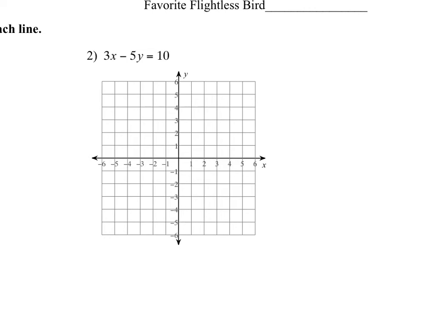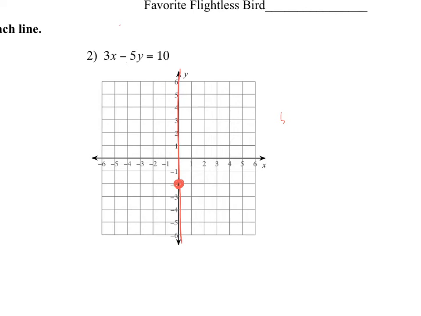This is the same thing. We're going to do this a little more efficiently. I know where this hits this point. The x is 0, so put 0 in for x. 3 times 0 is 0. Divide by negative 5, divide by negative 5. Y should be negative 2. So there's our point. Ping.